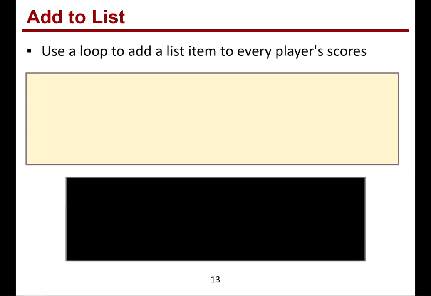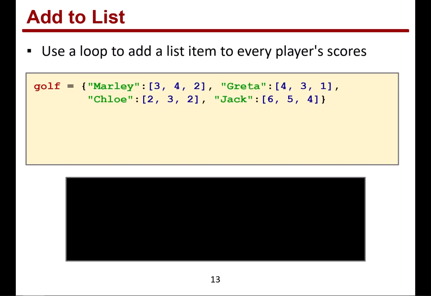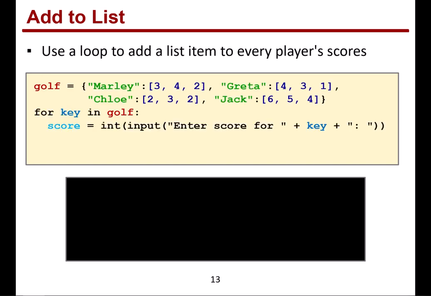Now, a more practical example would be to use a for loop to add an item to every person's list. So if we were to look at that, again, here's our basic dictionary. We could say for key in golf. So for every key in my golf dictionary, what do I want to do? Well, I'm going to ask the user, what is the new score you'd like to add? And then we use the same syntax we just had on the last slide. Our golf bracket key, use the key, access the value, which is a list. Let's say in this case, the first case it's 3, 4, 2. That's my list. And I just say append. Just add it on right there.